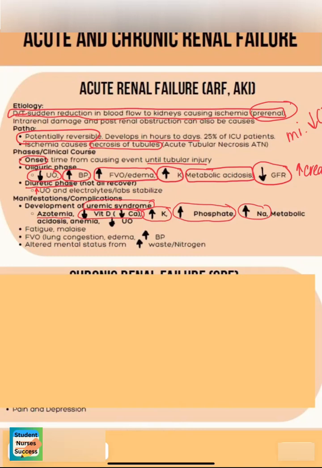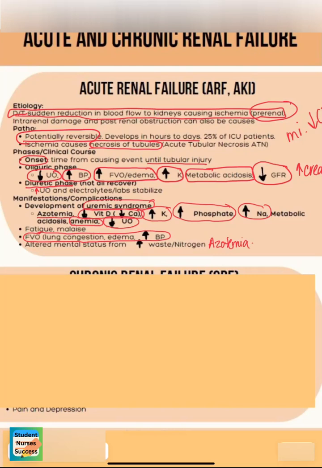Patients will start to develop metabolic acidosis, and in fact, the biggest cause of metabolic acidosis is renal failure. Patients will also develop anemia because of the decrease in making of erythropoietin, which is necessary to produce red blood cells, and their output of urine will be decreased. With all of these symptoms of uremic syndrome, it's not uncommon for patients to feel fatigued, have malaise, and be fluid volume overloaded. Perhaps we'll see their blood pressure go up along with lung congestion and edema. And we may have some altered mental status from the increase in waste and nitrogen from the azotemia.